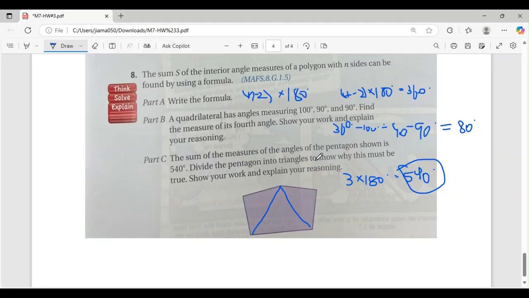Okay, so this shows that the sum of the interior angles of a pentagon is 540 degrees. Okay, so these are our explanations and solutions of the homework of this week.